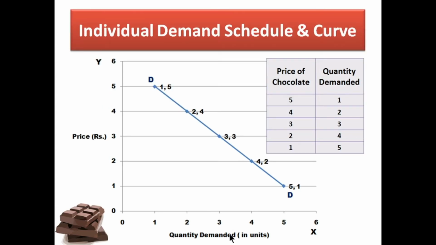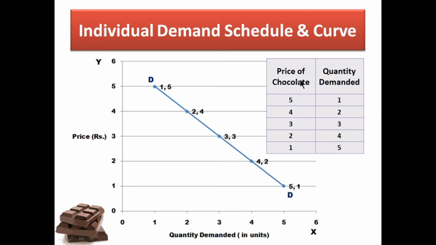Let's take an example. See guys, individual demand schedule also has two columns. First column is of price and second column is of quantity demanded. Here I have taken an example of chocolate. So guys, I have shown the price of chocolate in the first column and its quantity demanded in the second column. Suppose a single buyer Mr. A is demanding so many units of chocolate at various levels of prices. Now when we present this data in tabular form, it will be known as individual demand schedule.